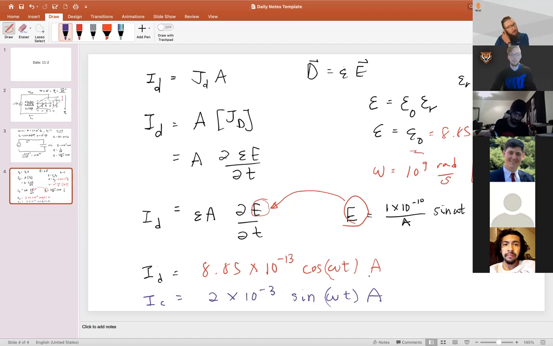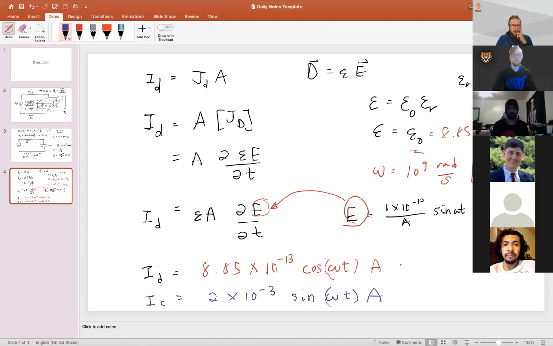What else do you notice about the conduction current and the displacement current? What other difference is there? They're 90 degrees out of phase from each other. Yeah, they are not in phase with each other. So the displacement current is actually out of phase compared to the conduction current, and that's due to this time derivative here. What else can we say about this?